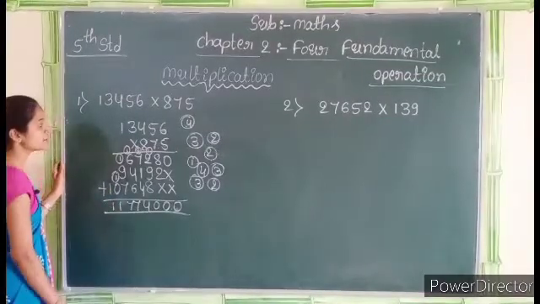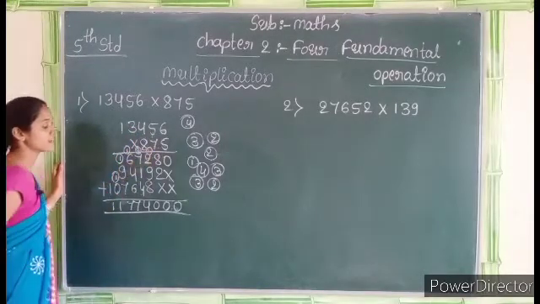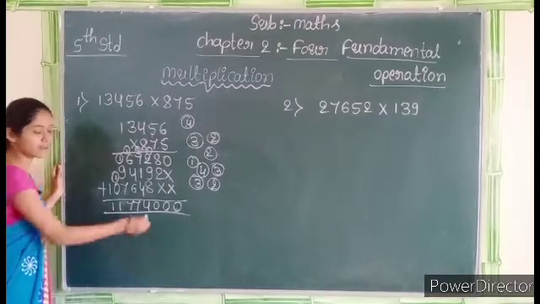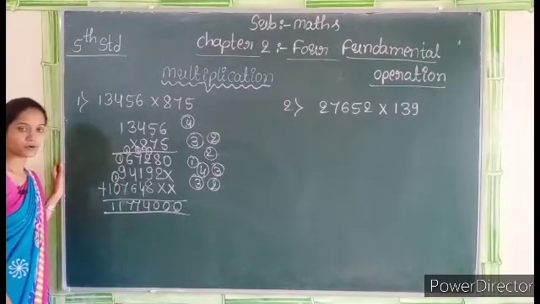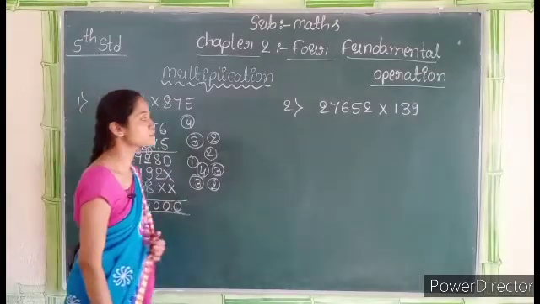Okay, when we multiply 13,456 by 875, we get 1,17,74,000. Okay, have you understood this problem, students? So let's move on to the next problem.